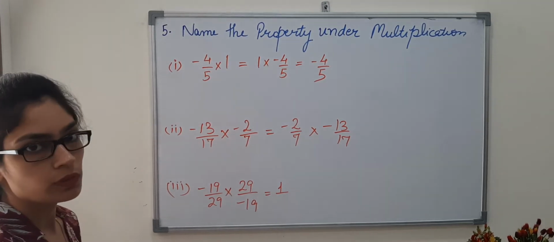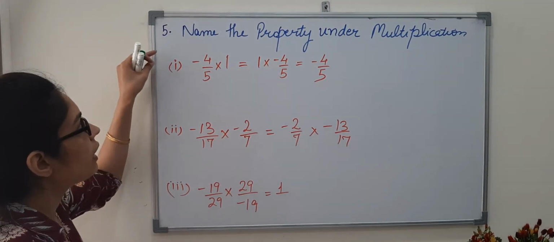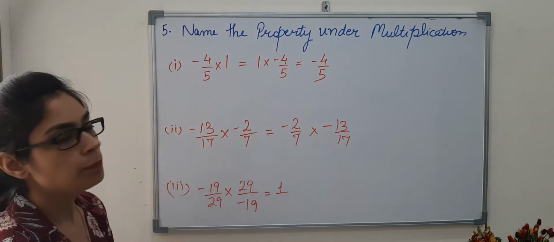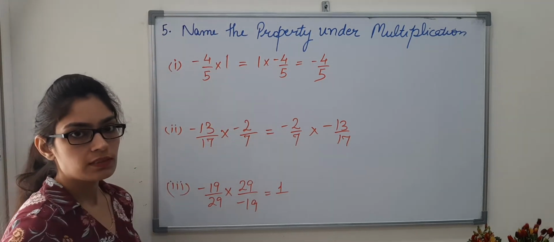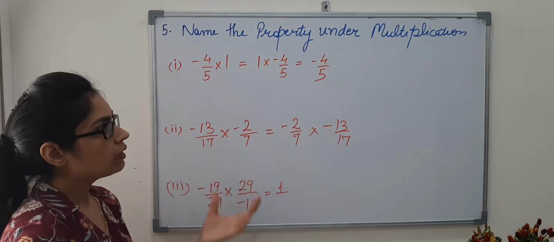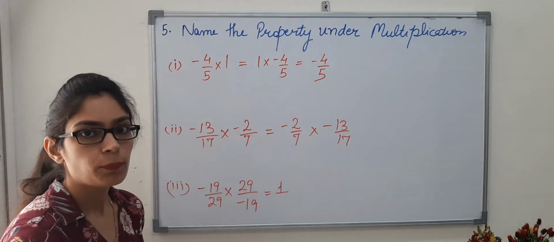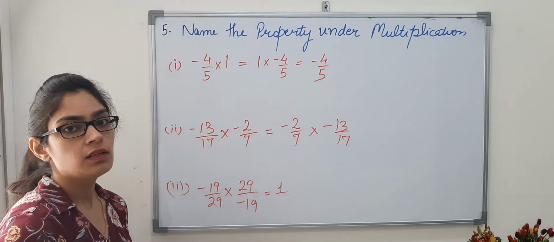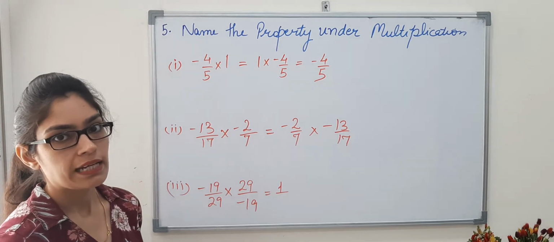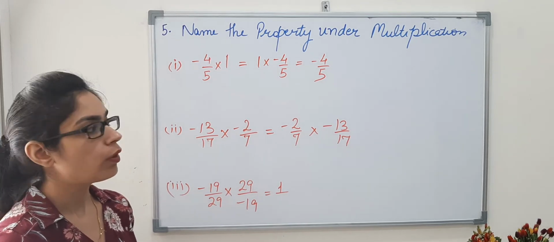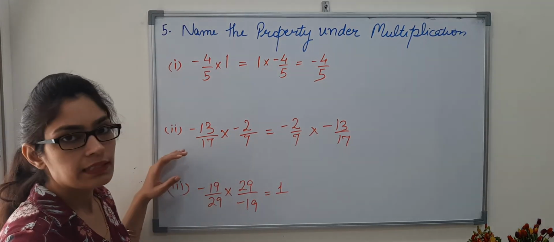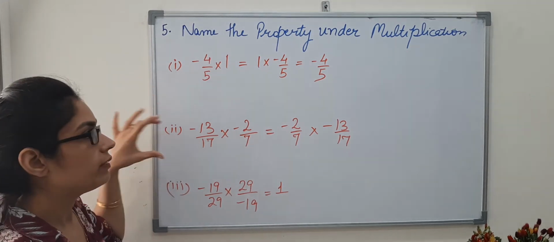Let's do the fifth question now, in which you have to name the property under multiplication. For this question again, you have to go back and refer to the properties of rational numbers. For properties of rational numbers, I have made one video. If you want, you can go to my playlist and see that video before doing this question.